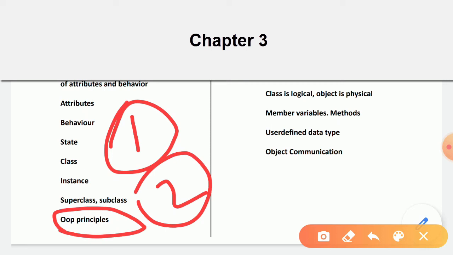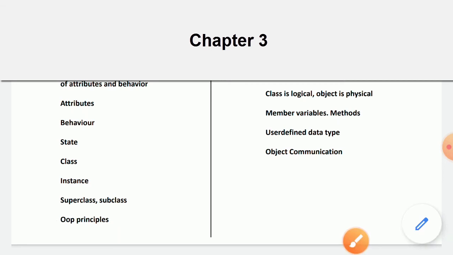The third principle is inheritance. Inheritance allows you to create a new class from an existing class. This is inheritance. What is the last principle? Polymorphism. Polymorphism is the ability of an object or a method to behave differently according to the message it receives. This is the meaning of polymorphism. It allows a method or an object to behave differently.